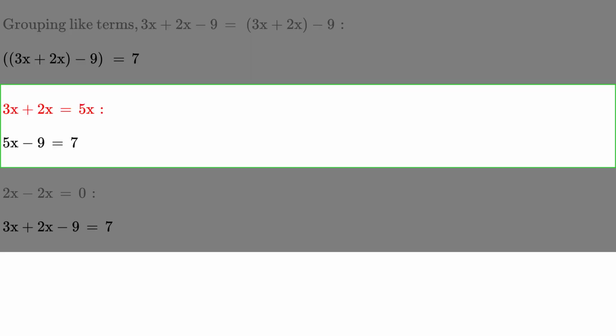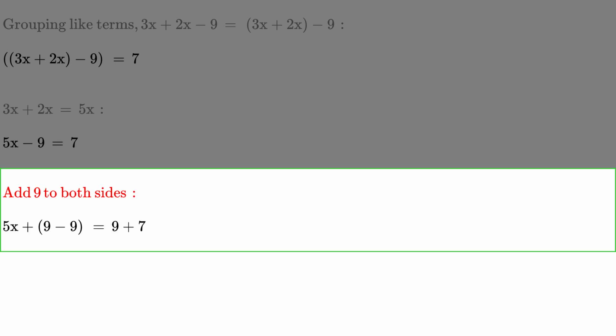Great job! 3 times x plus 2 times x equals 5x. 5x minus 9 equals 7. Add 9 to both sides. 5x minus 9 plus 9 is equal to 7 plus 9.